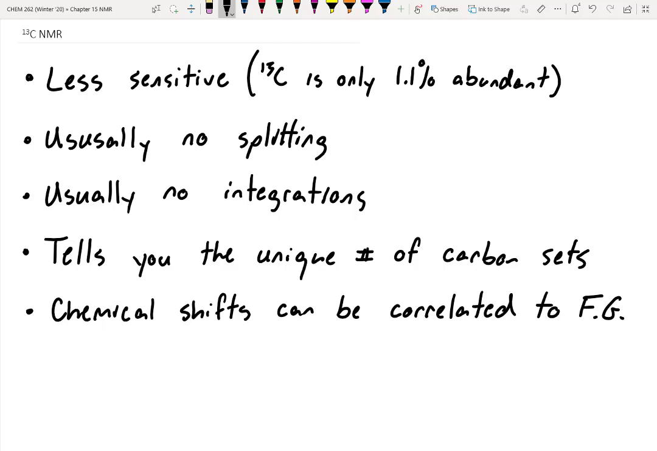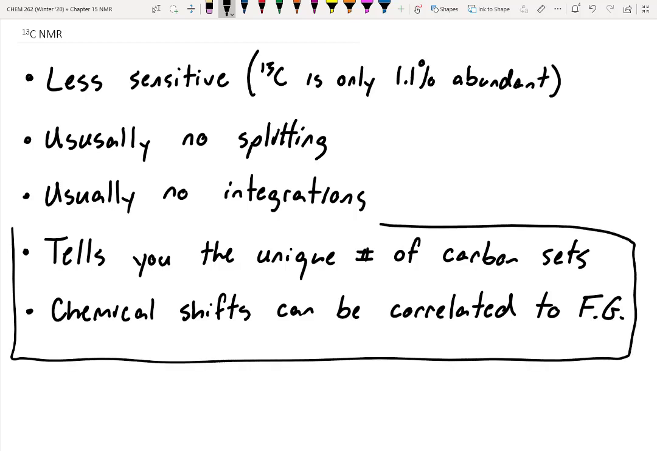So just like I showed you that chemical shift cheat sheet, if you see a carbon 13 peak showing up around 200 ppm, you could say, well, that's probably a carbon associated with a carboxylic acid. So you can start making assumptions like that. So these are the key things.